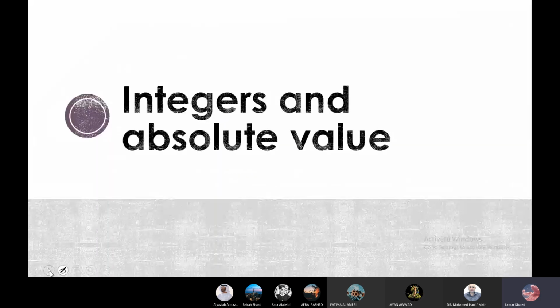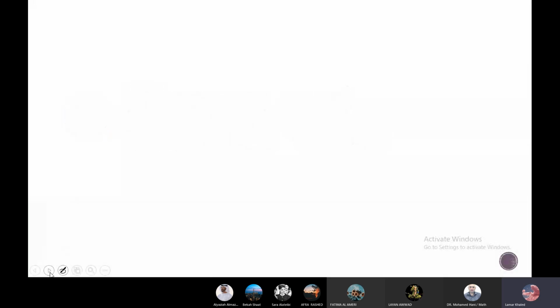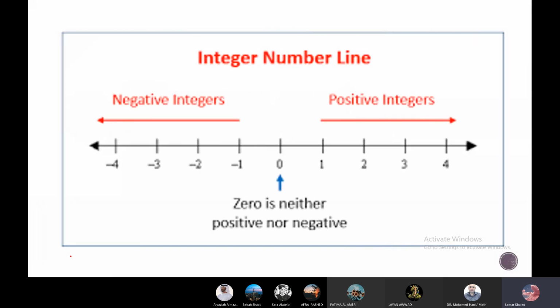So first of all, we're gonna learn about integers and absolute value. First, we're gonna learn about integers and the number line. As you see, the integer number line contains positive integers and negative integers, and in the middle we have 0, and 0 is not positive or negative.